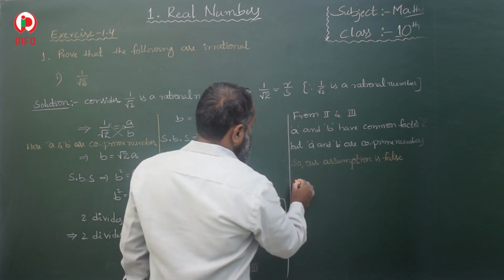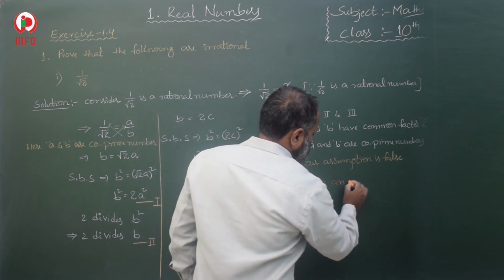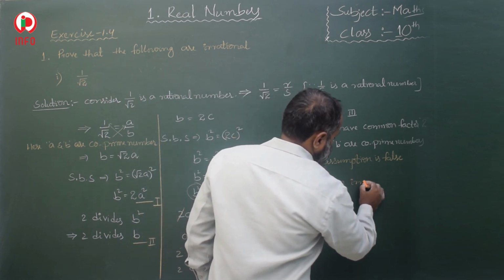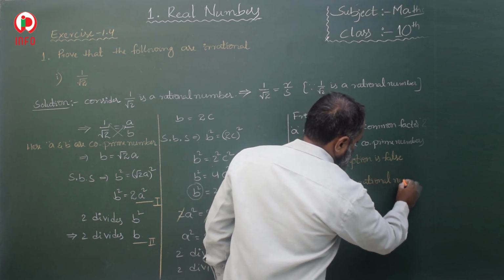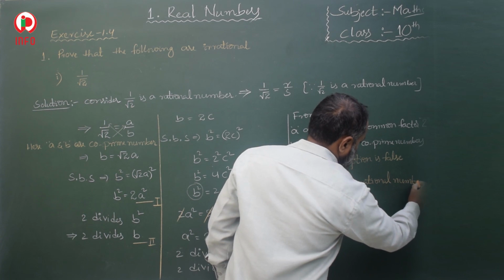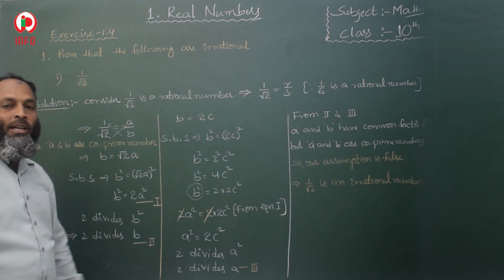That implies 1 by root 2 is an irrational number. Okay, students.